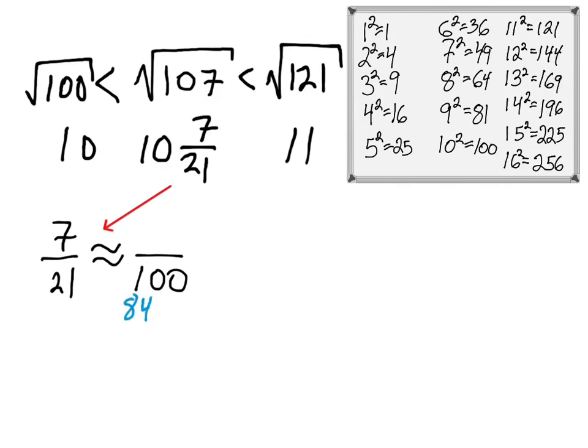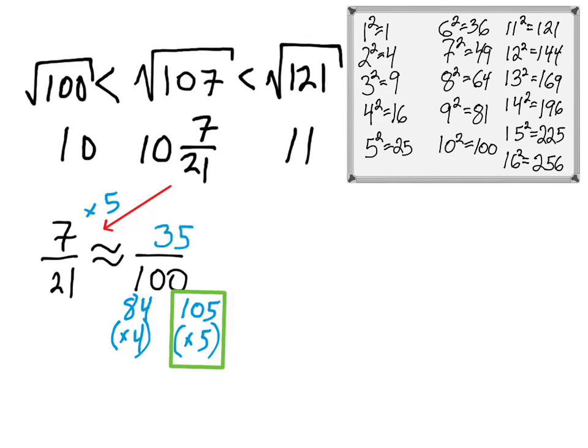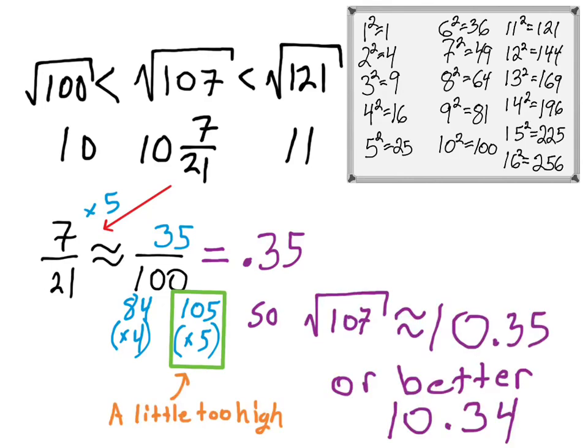Well, we can get 84, which is multiplied by 4. 21 times 4 is 84. Or we can get 105, which is taking 21 and multiplying it by 5. Since 105 is the closer number to 100, we're going to choose the times 5. So then we take 7 and multiply it by 5, and 7 times 5 is 35. So 7 over 21 is approximately 35 over 100. So that means that 7 over 21 is approximately 0.35. So the square root of 107 is approximately 10.35.